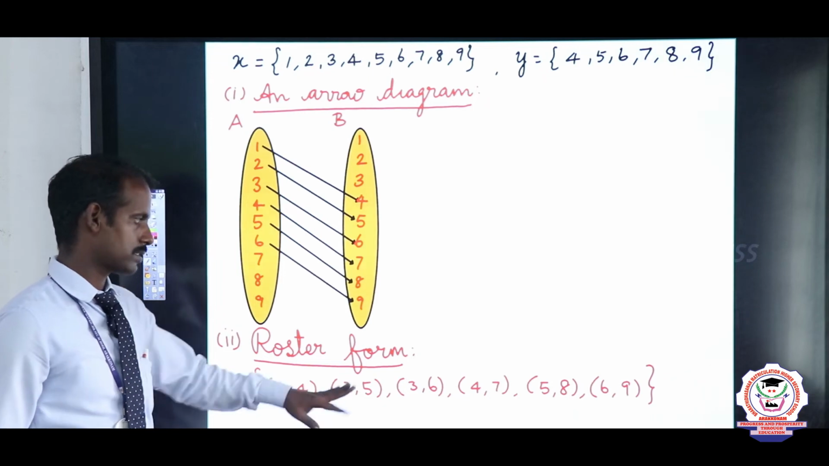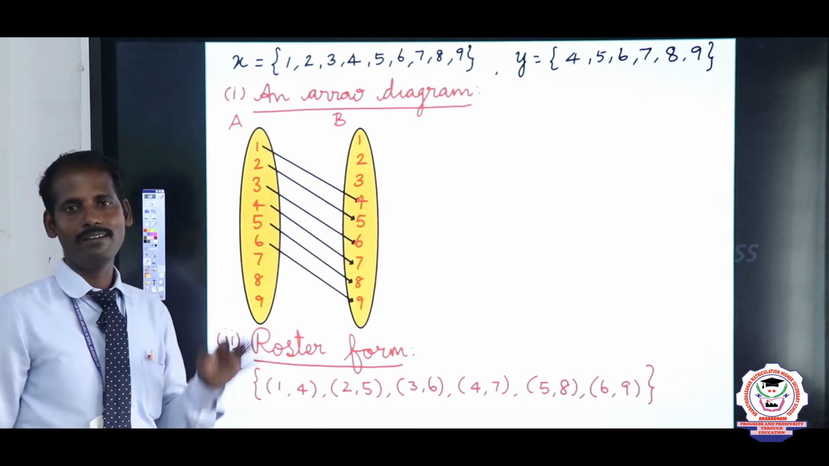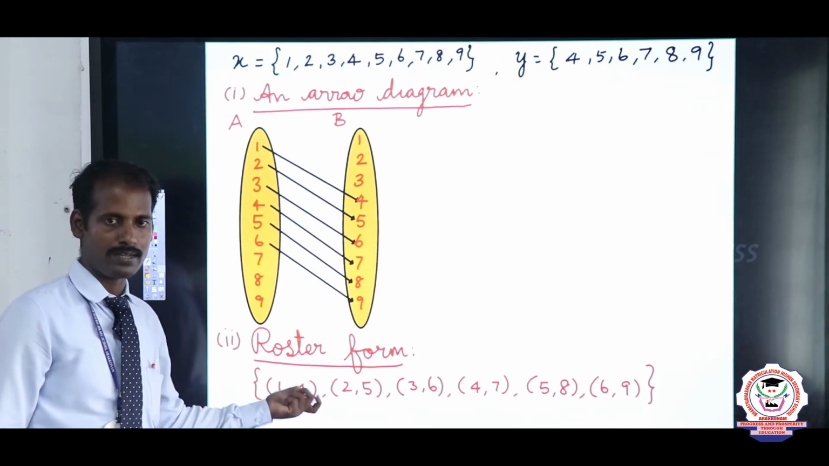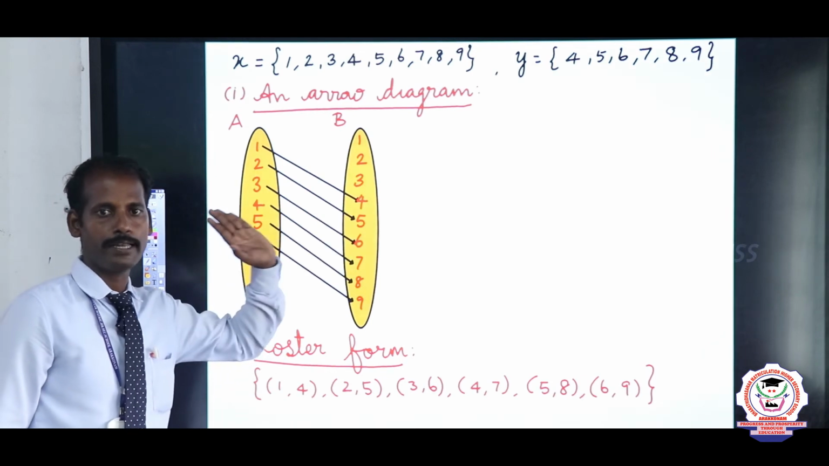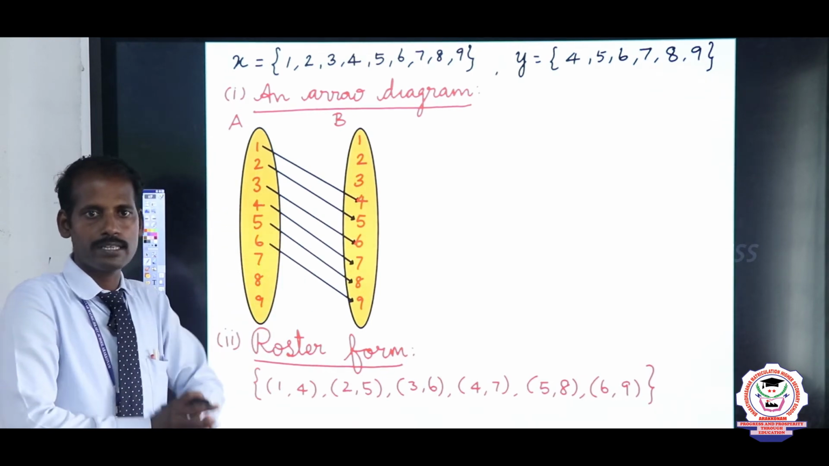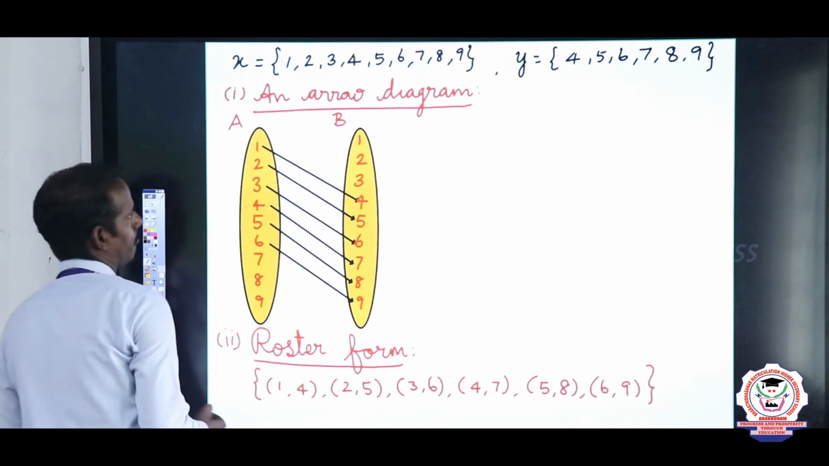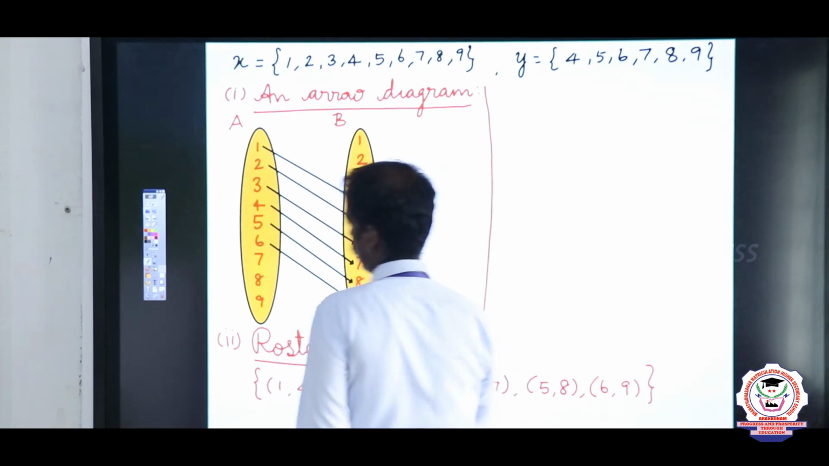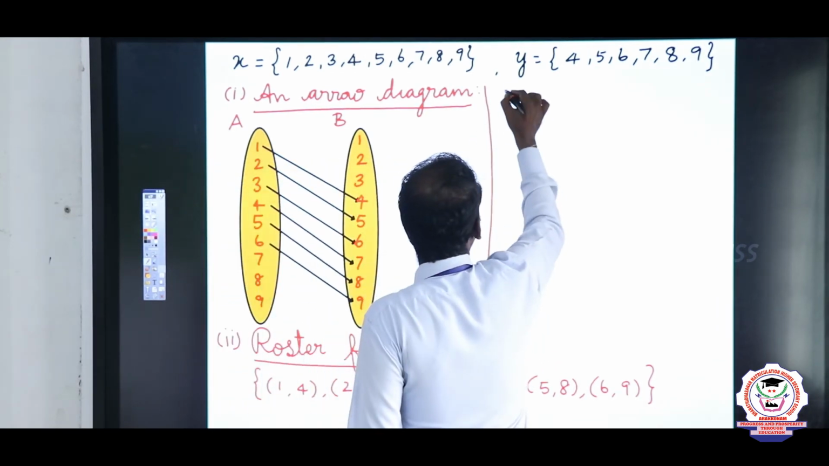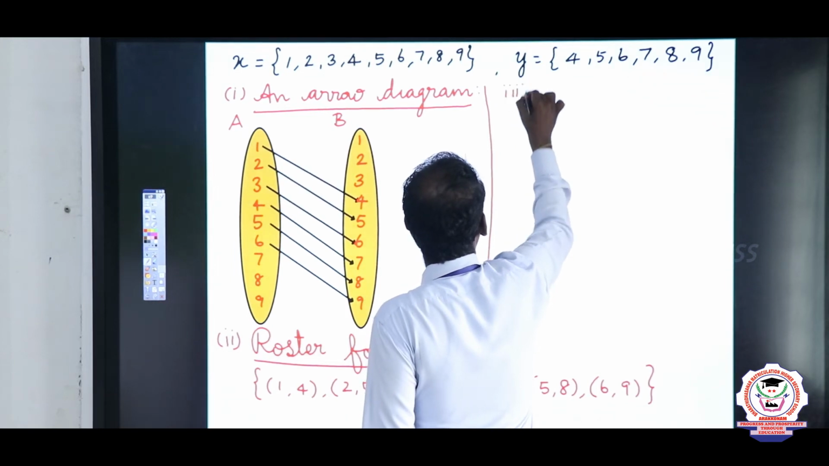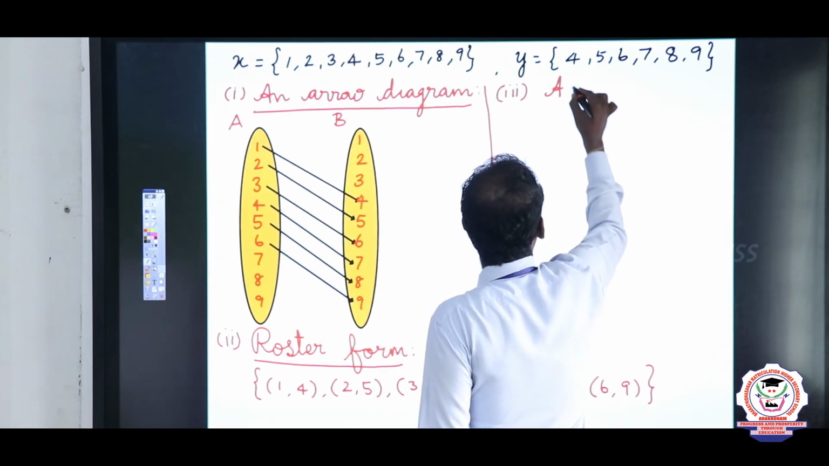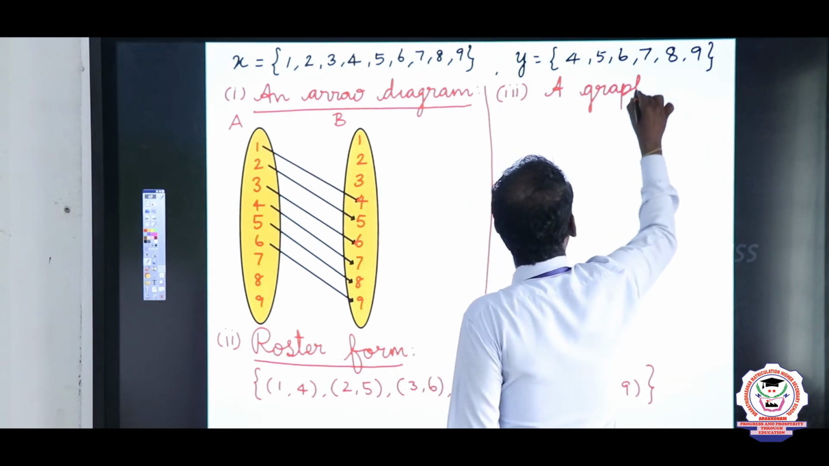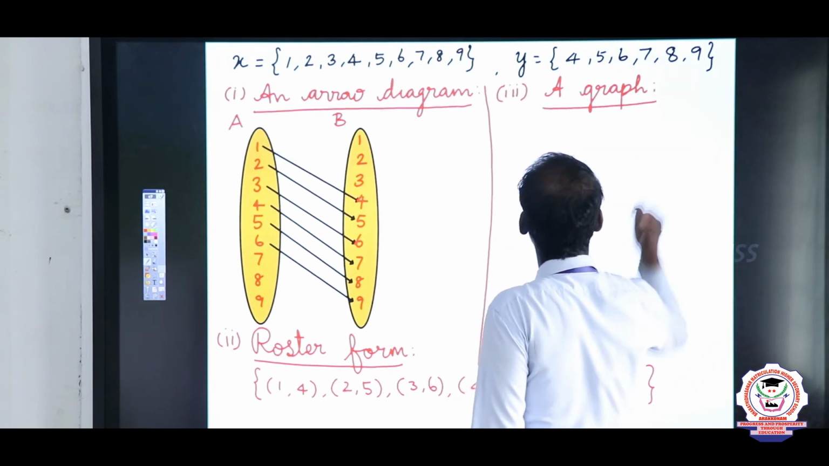So roster form is completed, arrow diagram completed, final graph. So how to find graph? Here roster form, what are all elements are order of pair, that order of pairs you have to plot the graph, then you will finish the sums. So third one, graph.